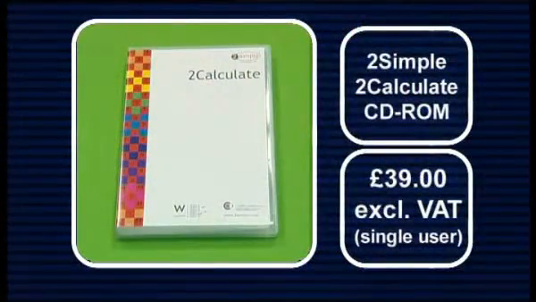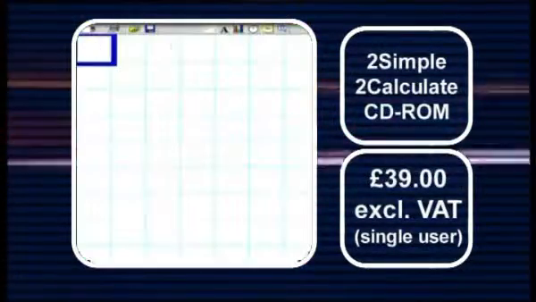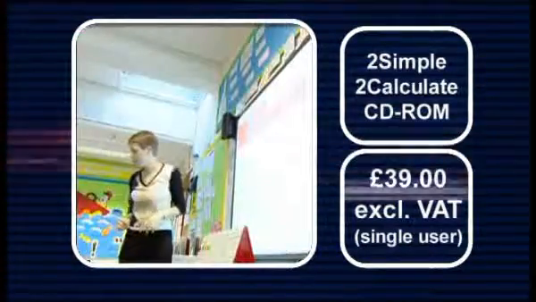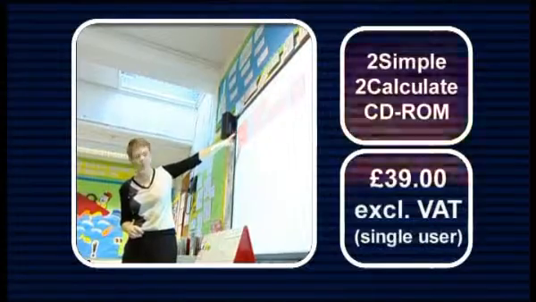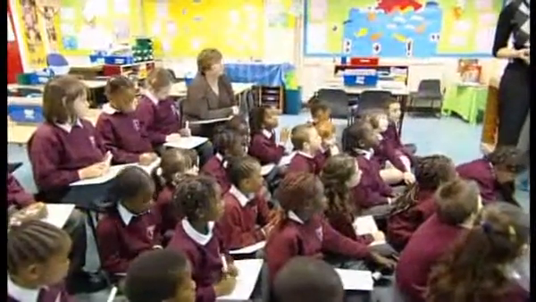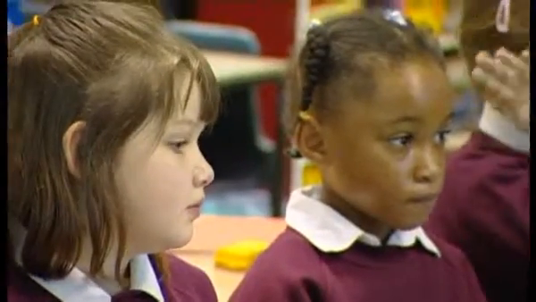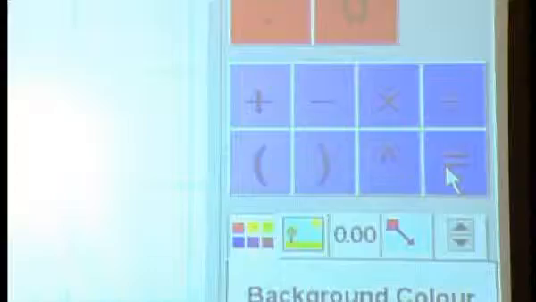To Calculate CD-ROM from Too Simple Software is suitable for teaching Key Stage 1 and Key Stage 2 numeracy. It includes spreadsheet and graphing tools, as well as 500 pieces of clip art. I'm going to tell you what our learning objective is going to be today. We are going to learn how to partition two-digit numbers.